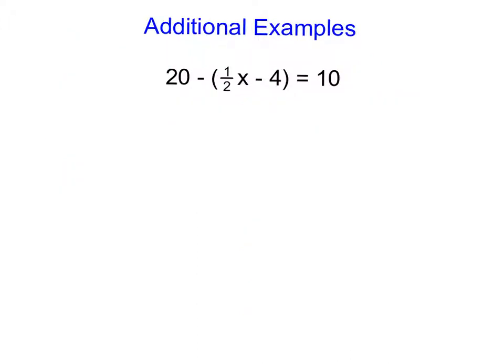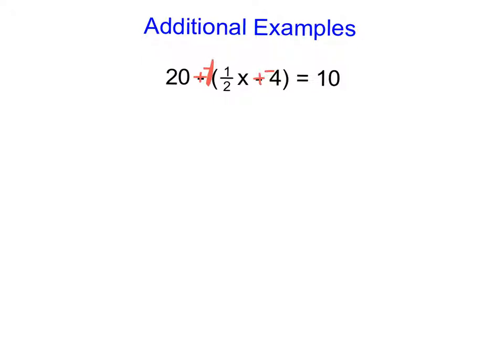All right, final example for this particular video. So here I can see I have a set of parentheses. I can also see that I have some subtractions. I'm going to change those utilizing keep, change, change before I start. This one becomes plus a negative 1. And as a result, I think I'm now good to go.